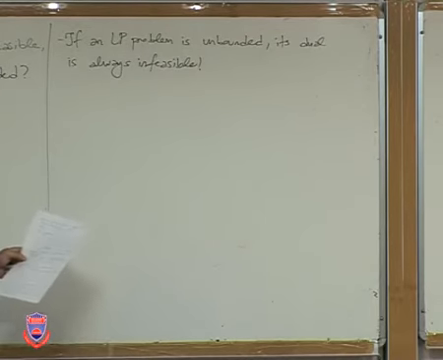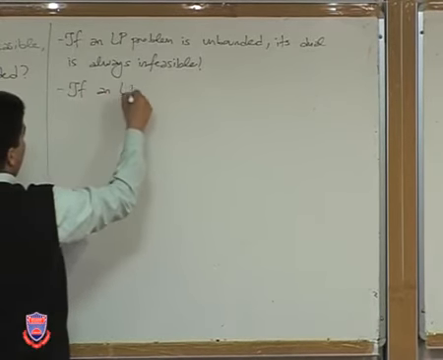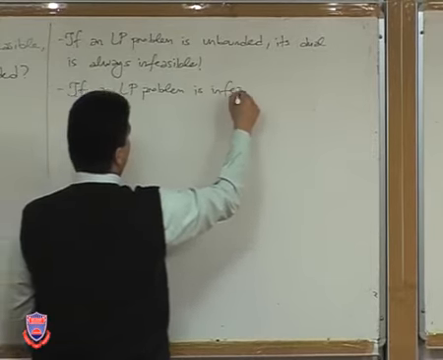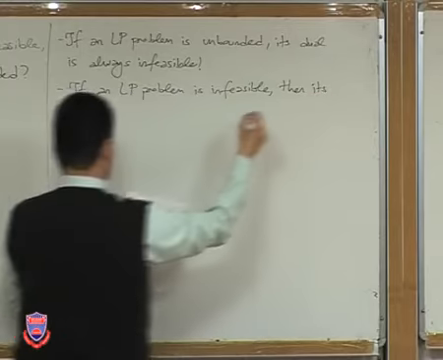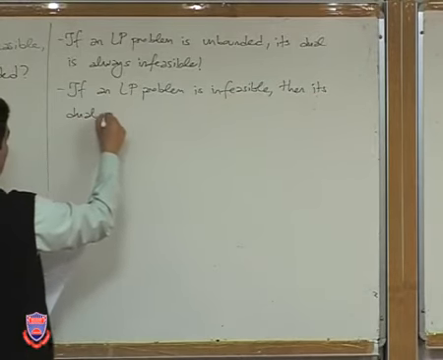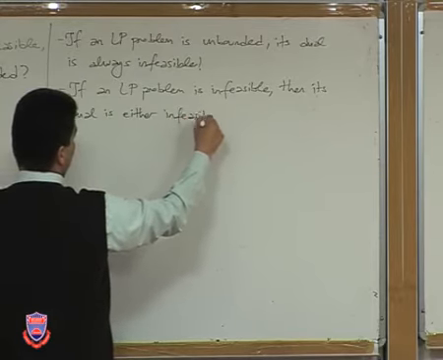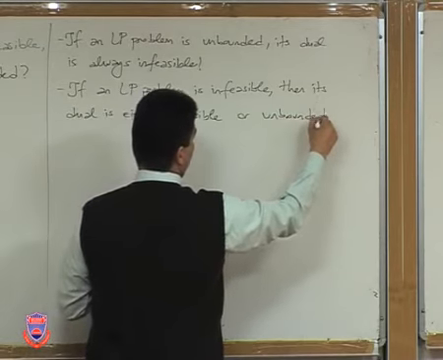Okay, so that's important. That was corollary number 2. If an LP problem is infeasible, then its dual is either infeasible, such as this example, or unbounded, which is the previous example.